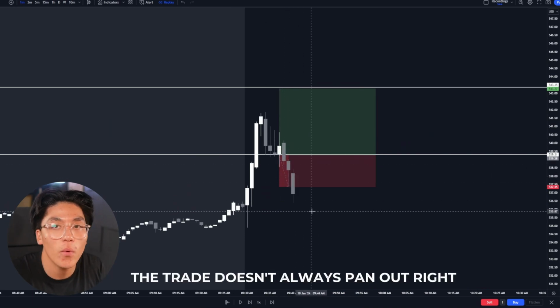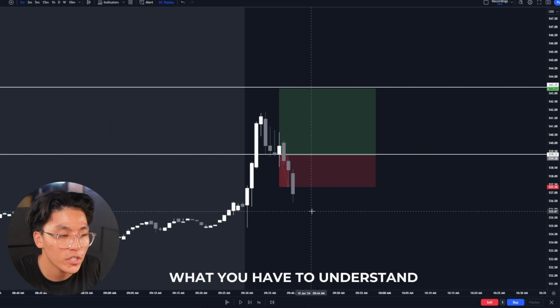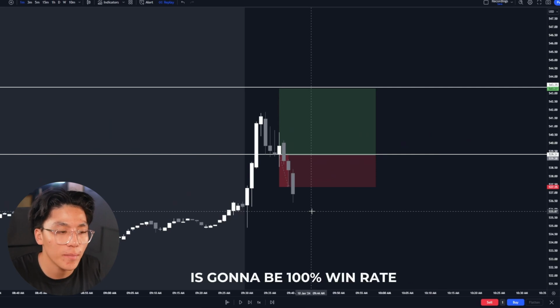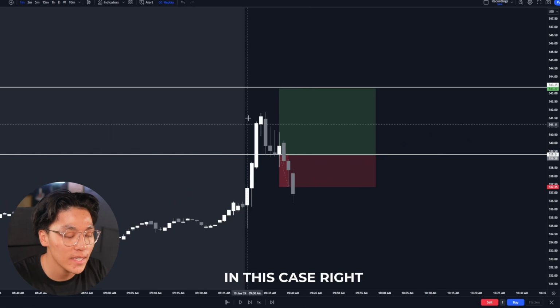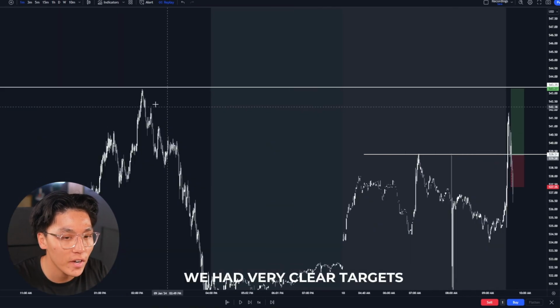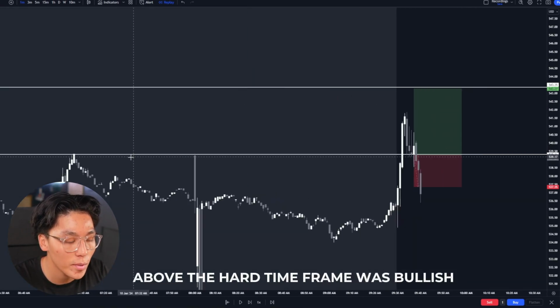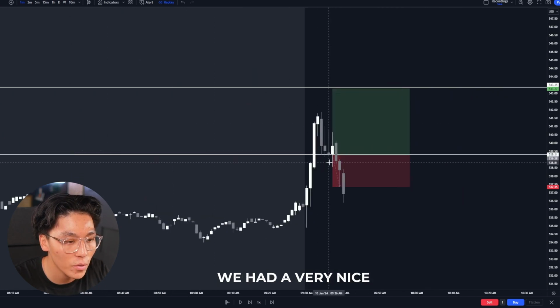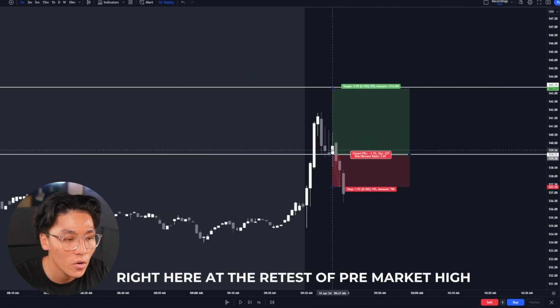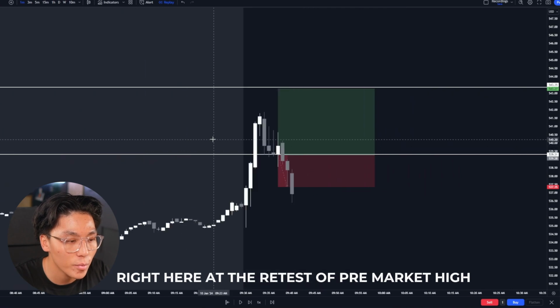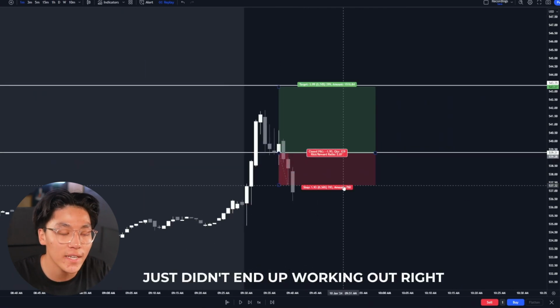The trade doesn't always pan out, right? What you have to understand is that no strategy is going to be 100% win rate. As you can see in this case, right, the setup was there. We had very clear targets above. The higher time frame was bullish. We had a very clear pre-market level. We had a very nice strong confirmation right here, the retest of pre-market high. And this trade just didn't end up working out, right?